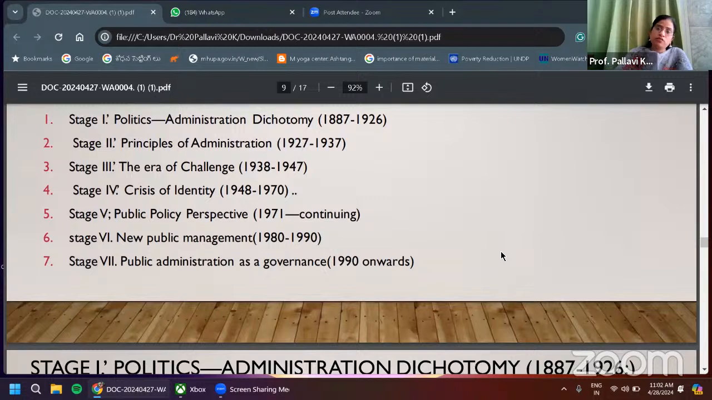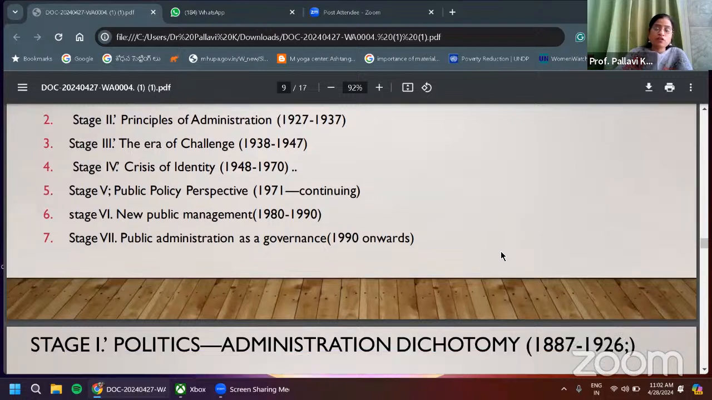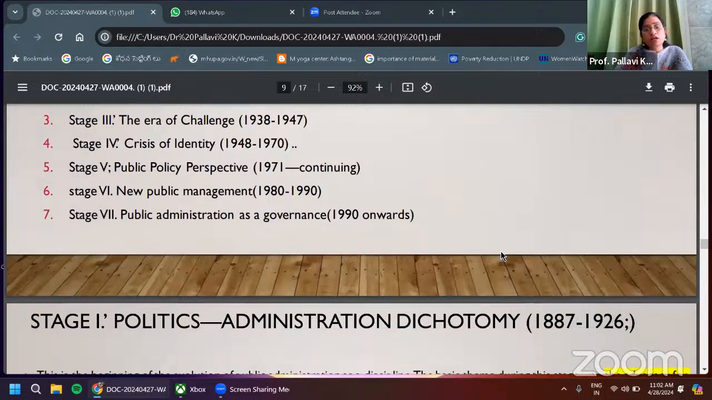Now, more or less, we are calling administration as the governance for the different reasons. And that is continuing from the same period. That is the post-new public management period. That is from 1990 onwards. So now let us see one by one what are the different stages.